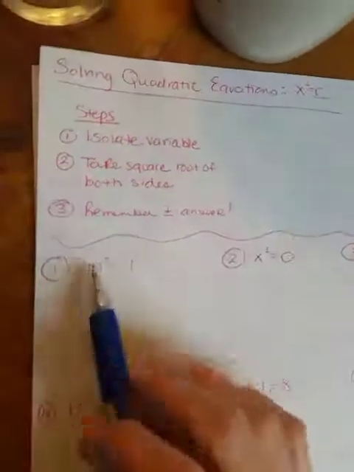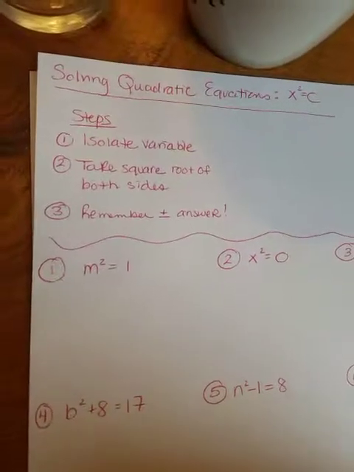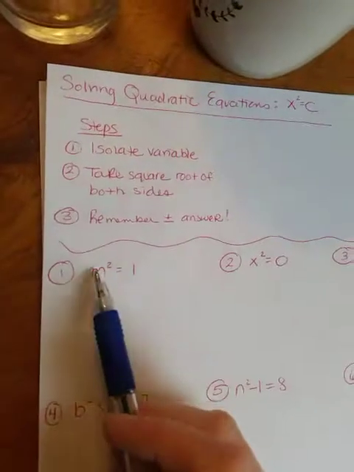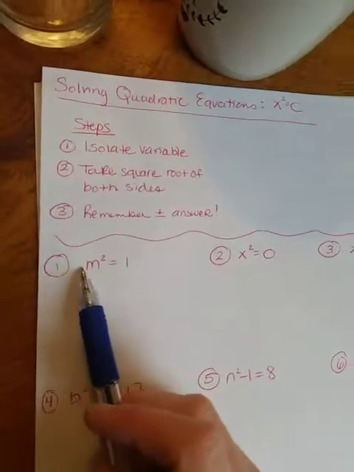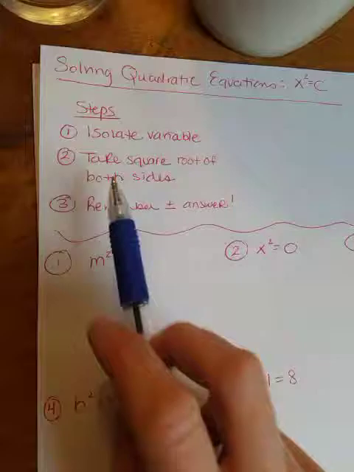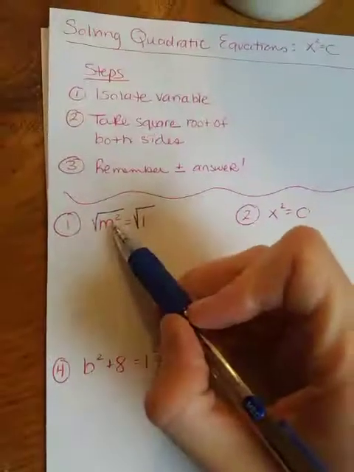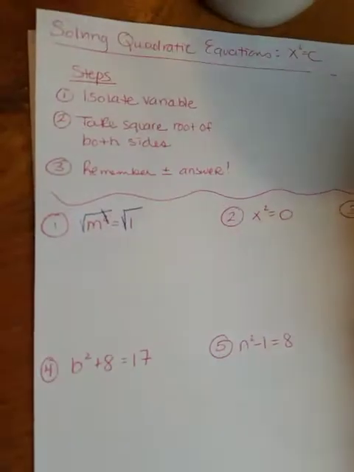So let's look at number 1. A lot of you might already know the answer to this, but I'm going to go through all the steps. So isolate the variable. Okay, meaning there's nothing added or subtracted or multiplied or divided to your variable, and there isn't anything. So step 2, I take the square root of both sides, because when I take the square root of something squared, that cancels out that squared power.